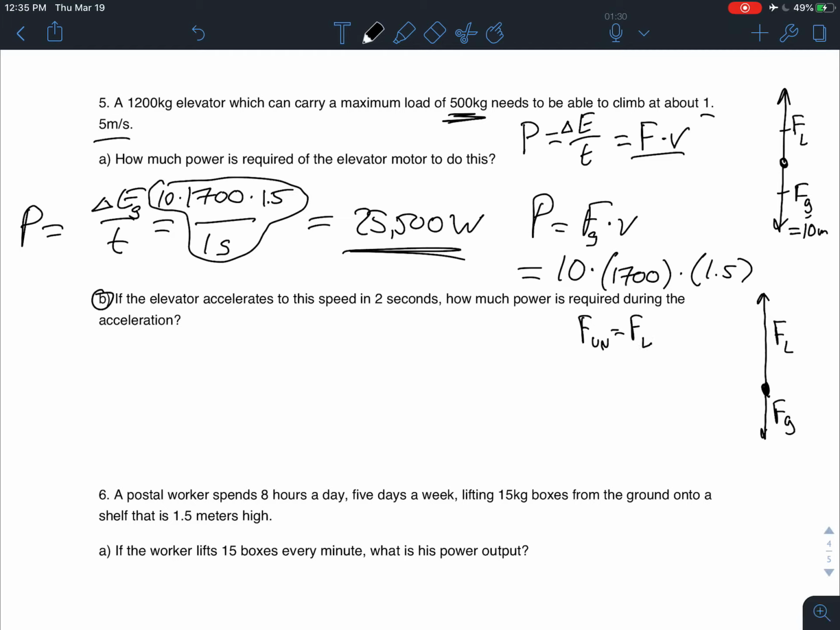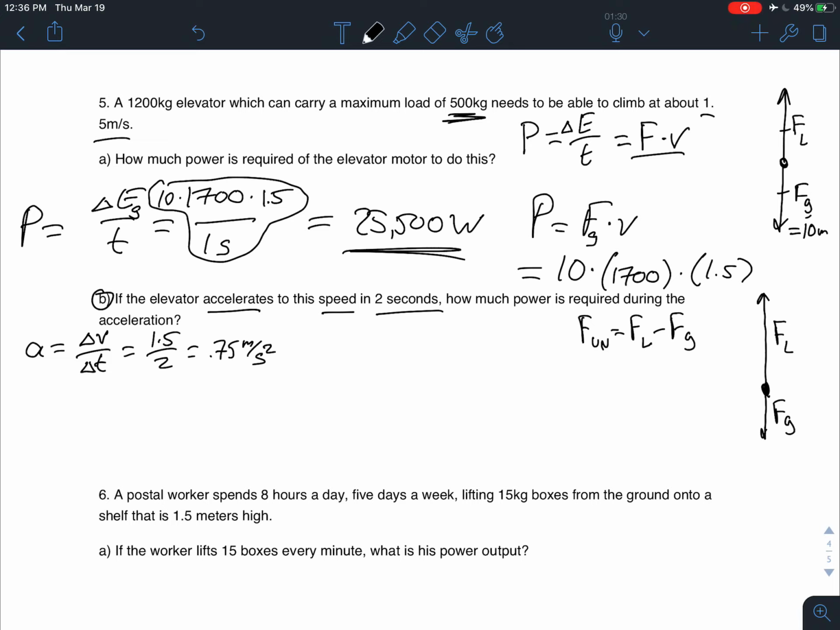And we could write the little unbalanced force equation. Winner minus loser. And unbalanced force is equal to mass times acceleration. Well, here, if it's going to accelerate to this speed in 2 seconds, then we also have to remember that acceleration is equal to change in velocity over change in time. So if it's changing from 0 to 1.5 and it takes 2 seconds, the acceleration is going to be 0.75 meters per second squared.